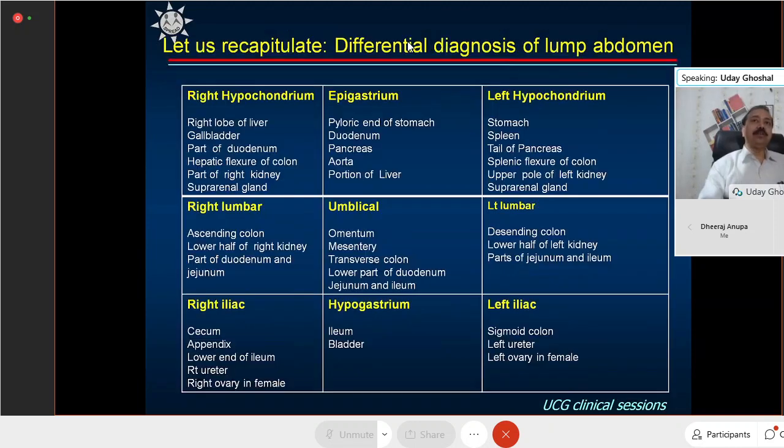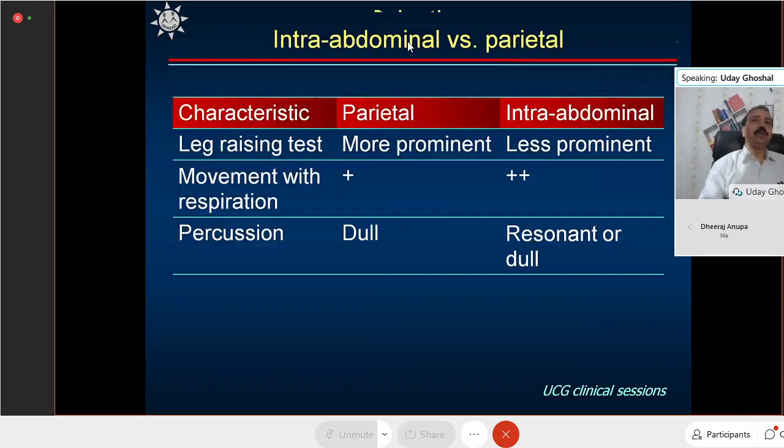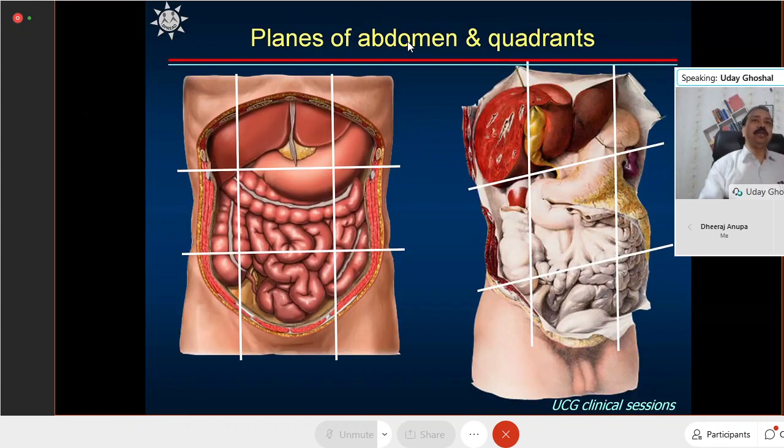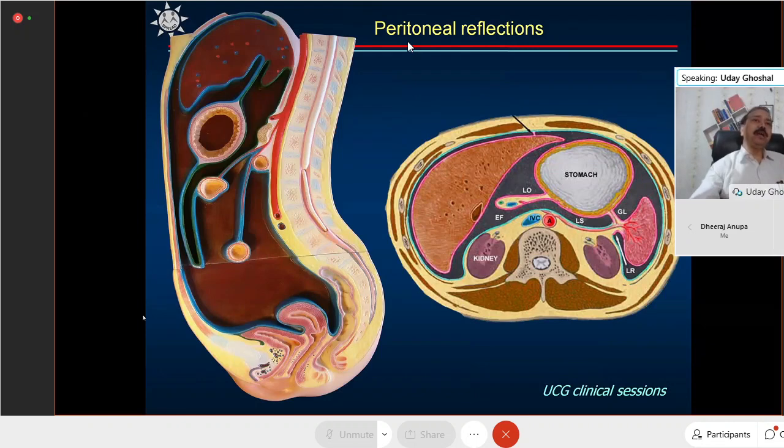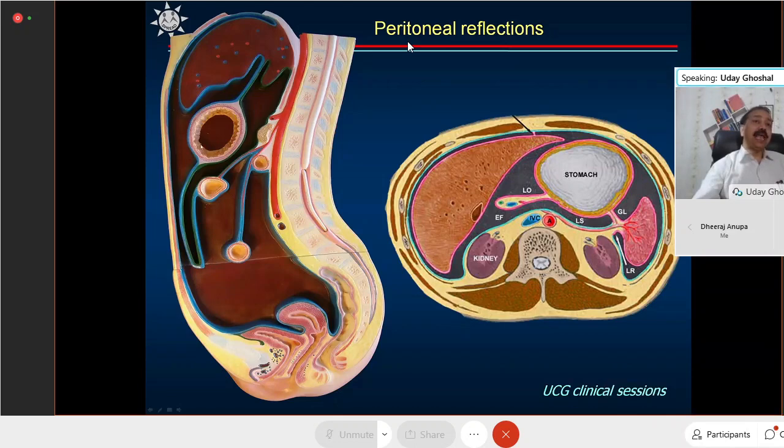Now let us come back to that. So this is the peritoneal reflection, which you must know. The peritoneum comes like this. This is the parietal peritoneum. It extends up to the bare area of the liver posteriorly and then covers the liver. Then it comes as the lesser omentum. It covers the stomach. Then anteriorly it comes like the greater omentum.